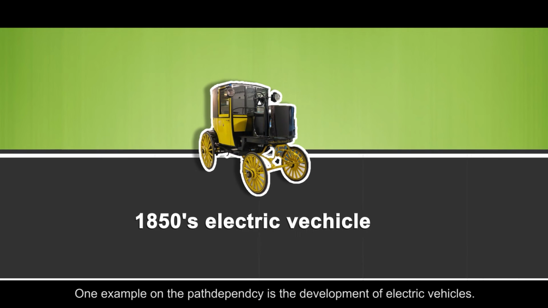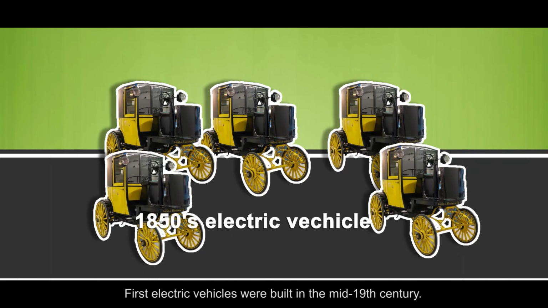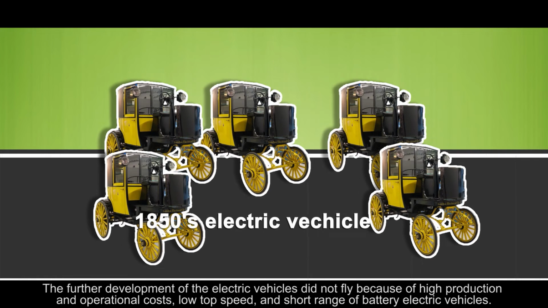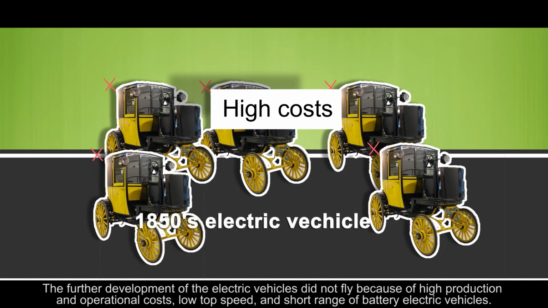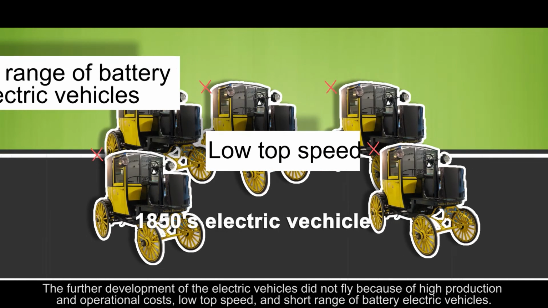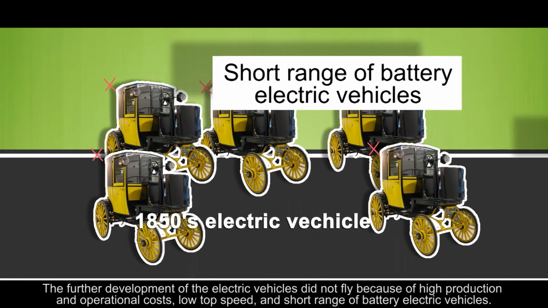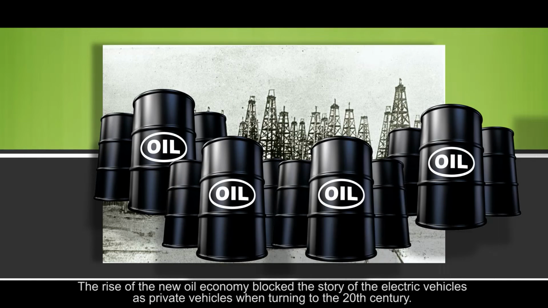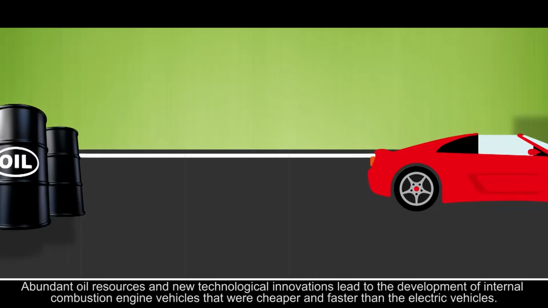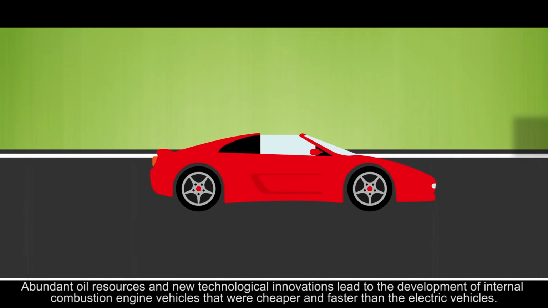One example of the path dependency is the development of electric vehicles. First electric vehicles were built in the mid-1850s. The further development of the electric vehicles did not fly because of high production and operational costs, low top speed, and short range of battery electric vehicles. The rise of the new oil economy blocked the further development of electric vehicles in the beginning of the 20th century. Abundant oil resources and new technological innovations led to the development of internal combustion engine vehicles that were cheaper and faster than the electric vehicles.